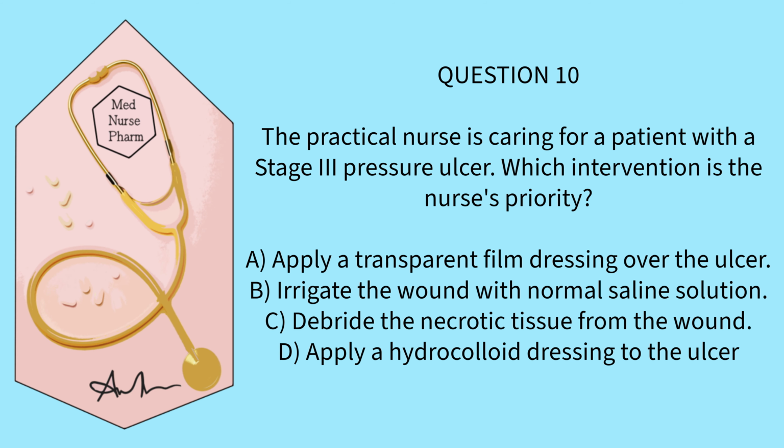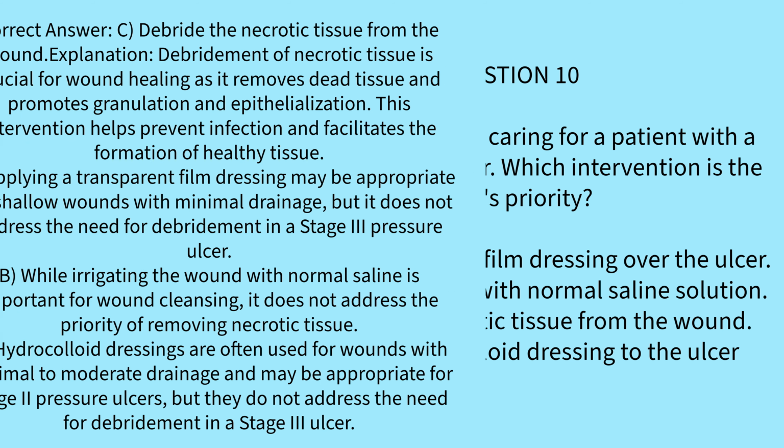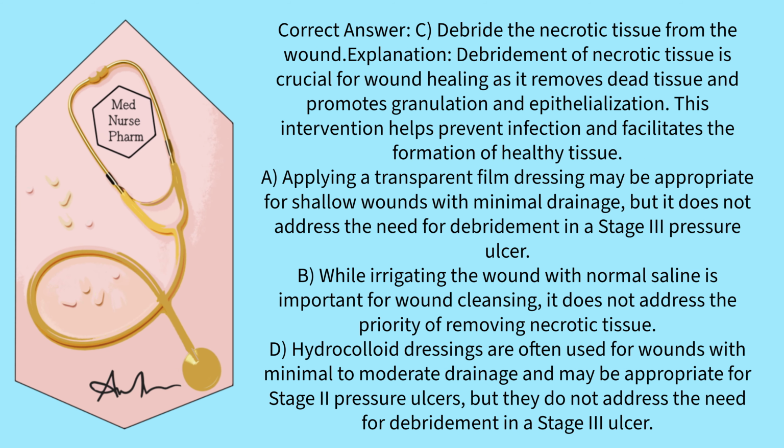Pause the video and select your answer. If you chose option C, you are correct. Debride the necrotic tissue from the wound. Debridement of necrotic tissue is crucial for wound healing as it removes dead tissue and promotes granulation and epithelialization. This intervention helps prevent infection and facilitates the formation of healthy tissue.